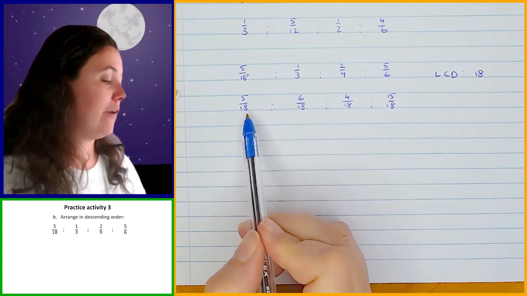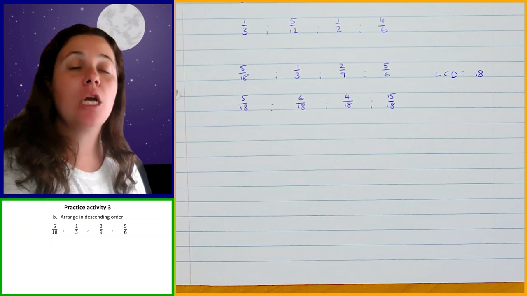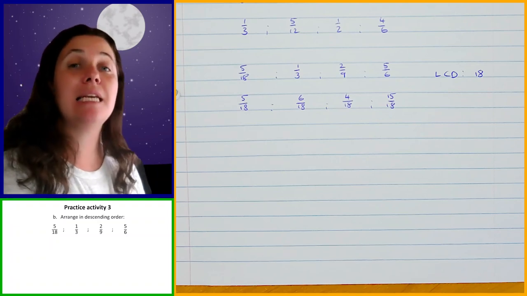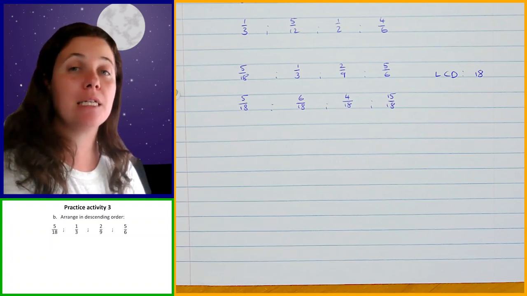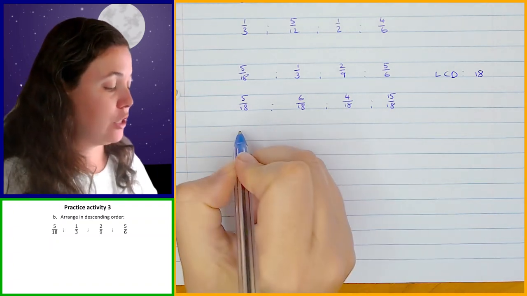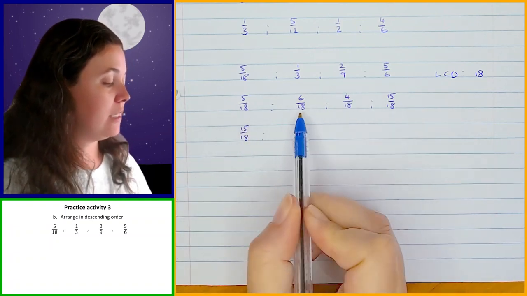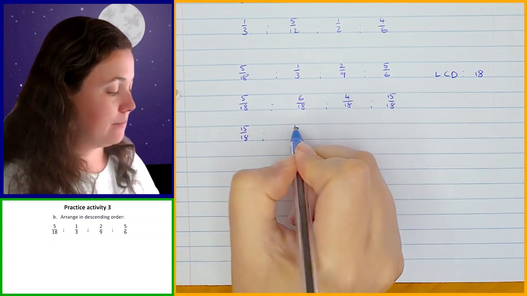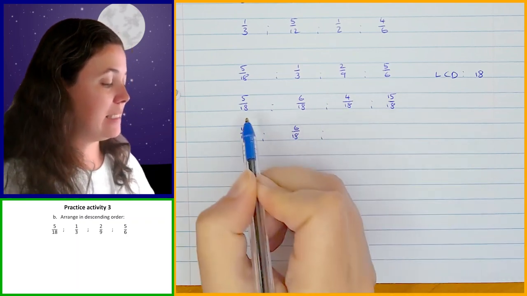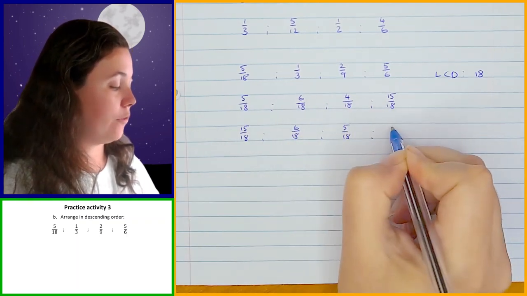So now I've got 5 over 18, 6 over 18, 4 over 18, and 15 over 18. Now remember, you were asked to arrange these in descending order. So now we're looking for biggest to smallest. The biggest one over here is 15 over 18, so that's going to go first. Next, we've got 6 over 18. Next is 5 over 18, and then finally 4 over 18.